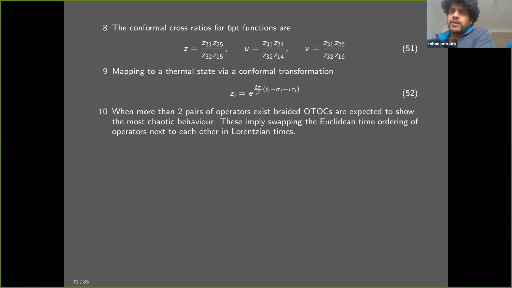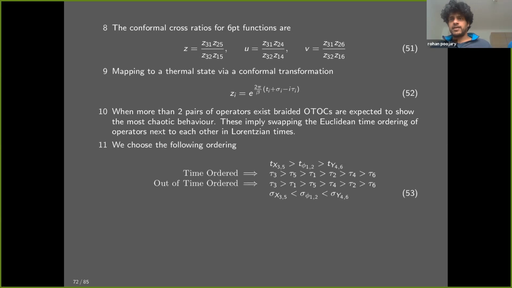As I've already mentioned, if there are more than 2 pairs, then there are more ways of going out of time ordered, and the most chaotic behavior can be found by arranging them on a line and making the nearest neighbors out of time ordered. So phi is sandwiched in between, and x and y are on either side.